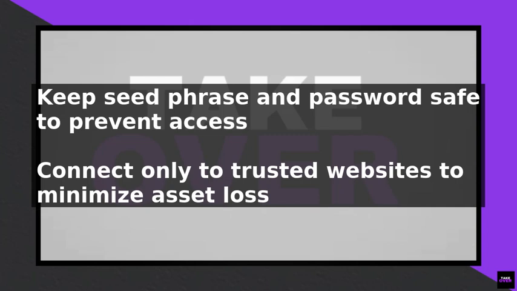By following these steps, you can easily connect your MetaMask to Matchain wallet and start exploring the Matchain ecosystem. Remember to always prioritize security and only connect your wallet to trusted websites.